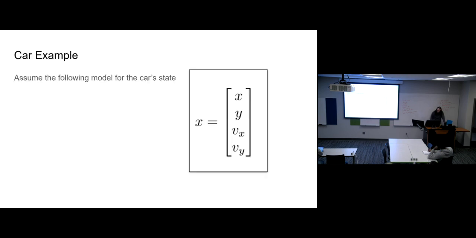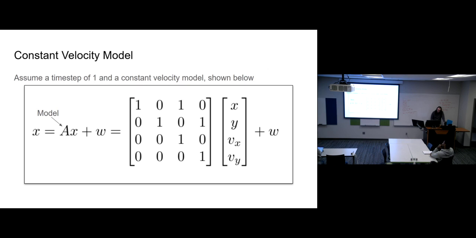So we'll do a little example of this. Maybe numbers make it make a little more sense. We're going to think about a model of a car. This car, we're going to model in two states: position and velocity, so x, y, and vx, vy. We're going to assume a time step of 1 and a constant velocity model.